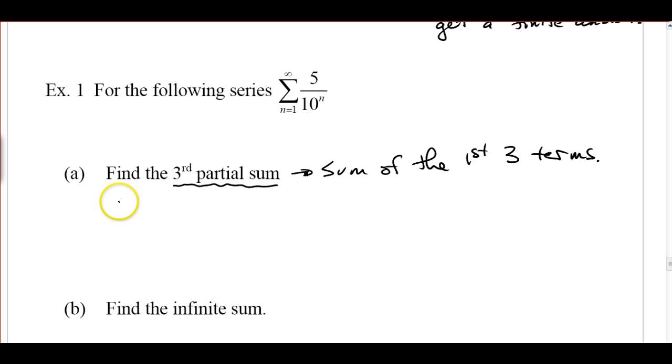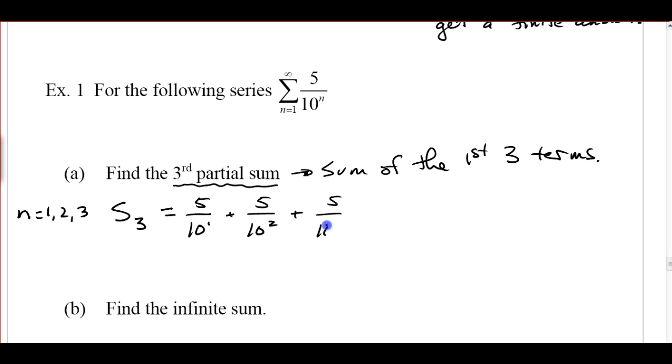So we can write this as S sub 3, the third partial sum, and we're going to be using values of n going from 1 up to 3, so we'll have 3 terms. We're going to have 5 over 10 to the first plus 5 over 10 to the second plus 5 over 10 to the third. So that's going to be 0.5 plus 0.05 plus 0.005, or the third partial sum is going to be 0.555.